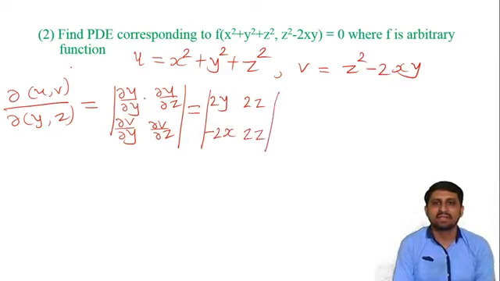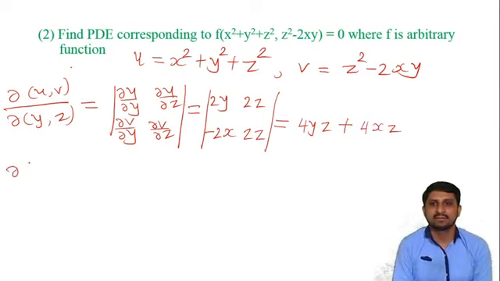So again I repeat, del u by del y is 2y, del u by del z is 2z, del v by del y is minus 2x, and del v by del z is 2z. So this is equal to 4yz plus 4xz.